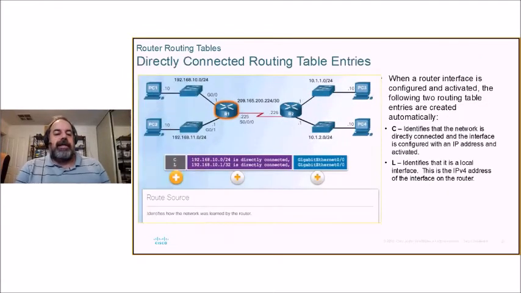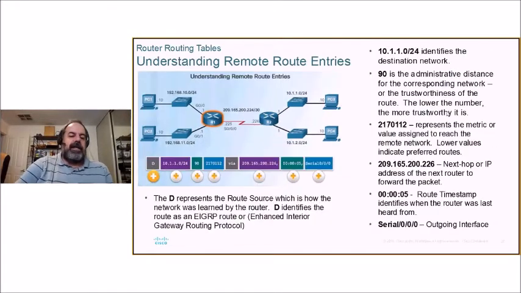Okay, so directly connected routing table entries. As I said, C means a directly connected network, and L means the local interface. And the L will always be a /32 for IPv4. Remote route entries, as I said, D represents EIGRP because it uses an algorithm called DUAL. That's why they use the D.